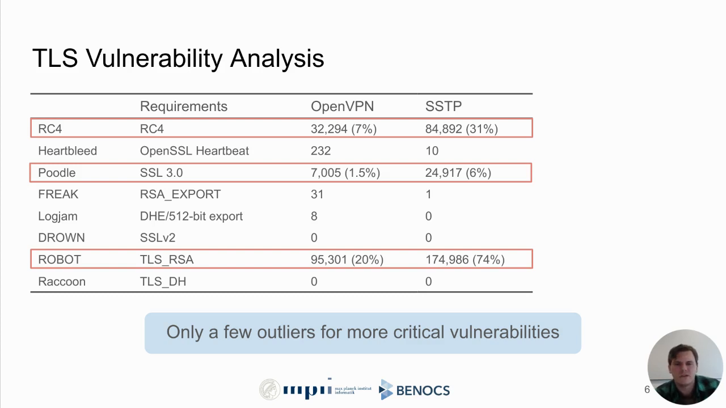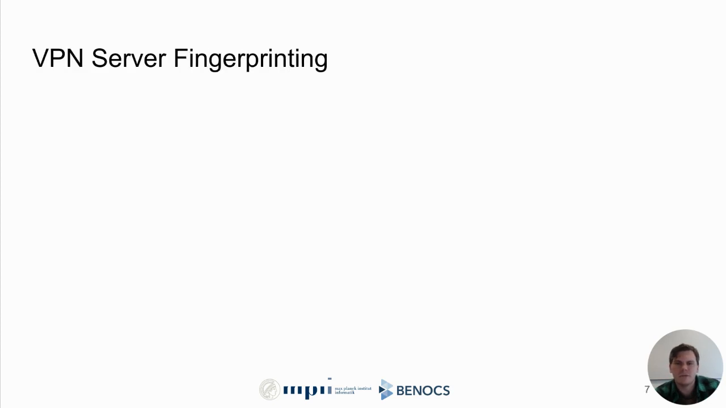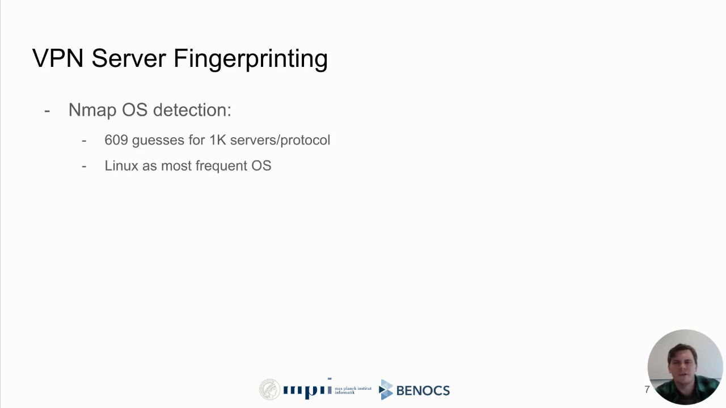To learn more about the VPN server system in general, we try to fingerprint the servers with Nmap. First of all, we try to detect the operating system in use. We have around 600 guesses for the operating systems for 1,000 servers per protocol, and found that Linux appears to be the most frequently used operating system. There are a few exceptions. For example, for PPTP, compared to the other protocols, we have slightly more guesses for hardware products, and for SSTP, we have slightly more guesses for Microsoft products.